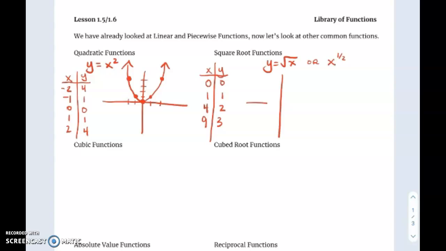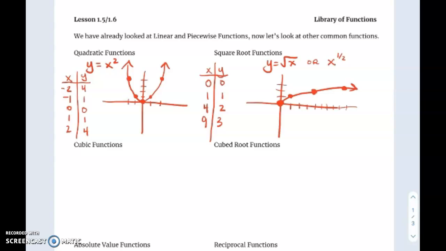And then if we plot that, we're going to have a point at 0, 0, a point at 1, 1, a point at 4, 2, and a point at 9, 3. And then this is a rounded curve. It's like a sideways parabola. So it's as if you turn the parabola on its side.